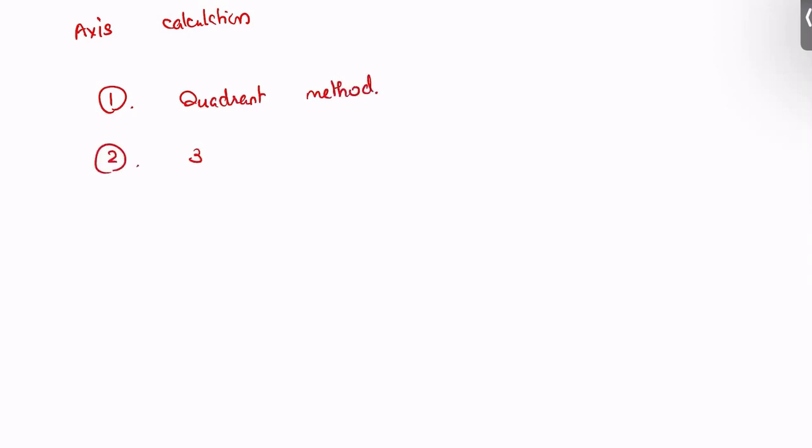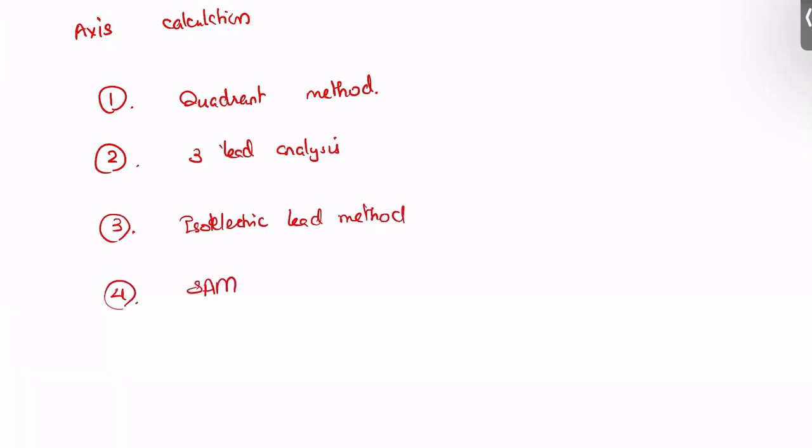Another thing is how to calculate the axis. There are 4 methods for axis calculation. Number 1 is the quadrant method. It is very simply used. Number 2 is the 3-lead analysis. 3 is the isoelectric lead method. And 4 is SAM analysis, the super axis man analysis.